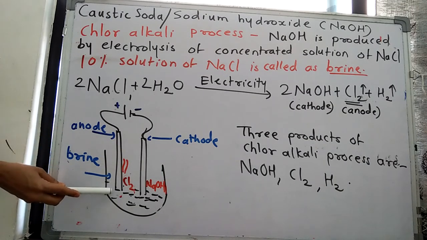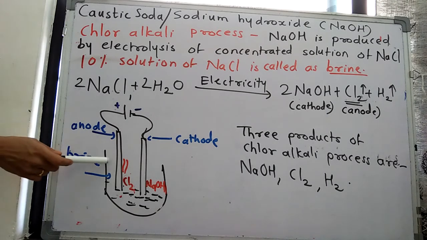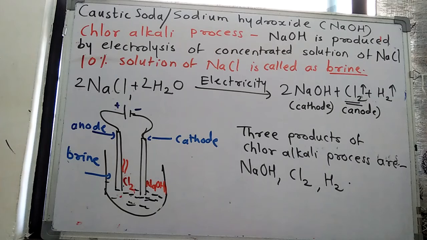Now here, see, here we have a beaker. In the beaker, this solution is taken. This solution is called brine. Brine means 10% common salt and 90% water. So the 10% solution of sodium chloride is called brine. Then we have two electrodes. The electrode which is connected to the positive terminal of the battery is called the anode, and the one connected to the negative terminal of the battery is called the cathode.